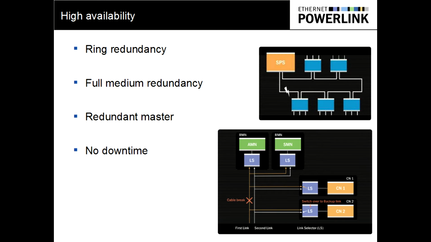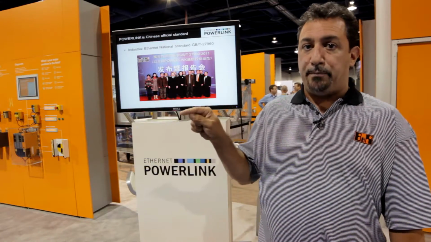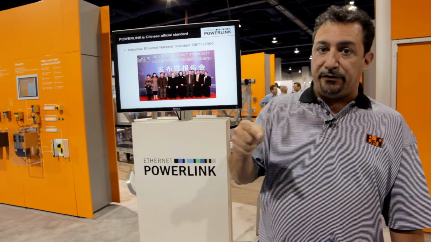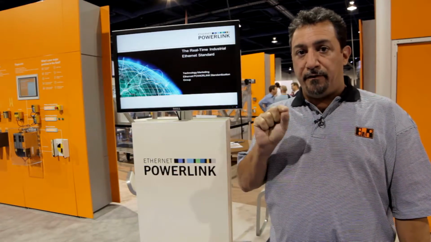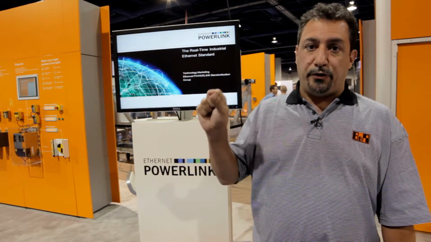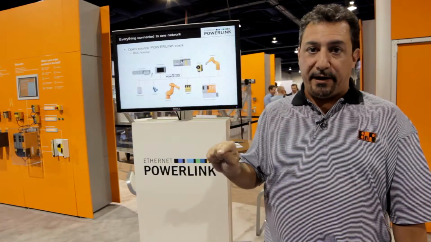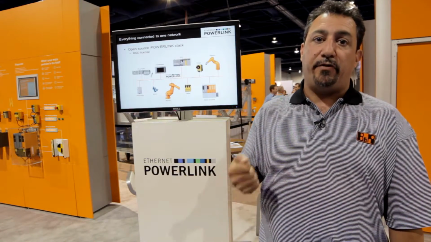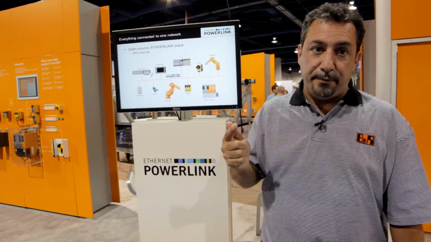POWERLINK also supports high availability. And there are three modes of high availability in POWERLINK today. One is known as ring redundancy, which means that you can connect the last component on the network back to the PLC, forming a ring. Once that ring is established, if any of the connections between the components on the network are broken, the system can recover by going the other way. That is a very inexpensive form of redundancy, and it only requires adding one more Ethernet cable to the system.